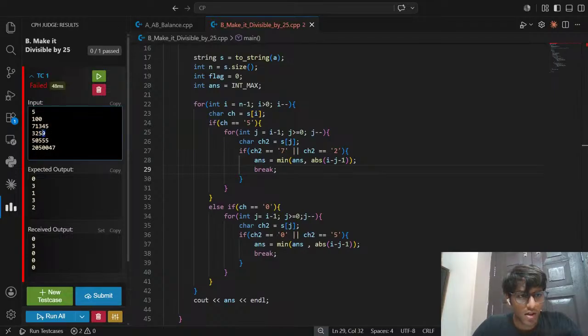So in this array, i is 0, 1, 2, and i - j - 1, j is 1, minus 1. It's coming to be 0. Okay, so in these cases, there should also be an answer plus plus.